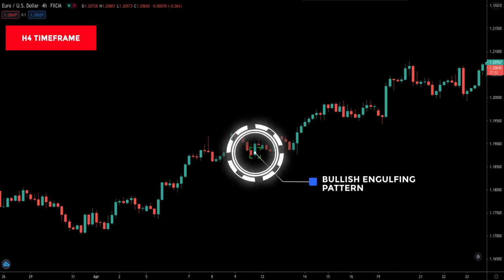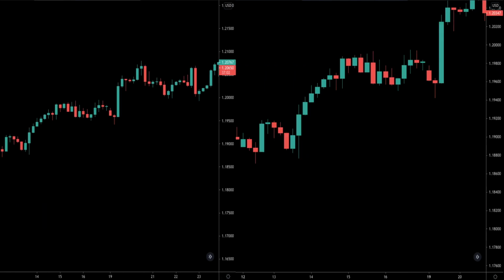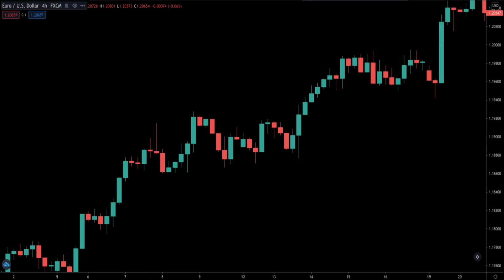Once we see that, it's time to move on to the last step, step number 4, which is entering the position. Upon the close of the engulfing pattern, we can go ahead to take the trade. The stop loss goes below the low of the engulfing pattern with a buffer. Now, a buffer is necessary just in case the price spikes.